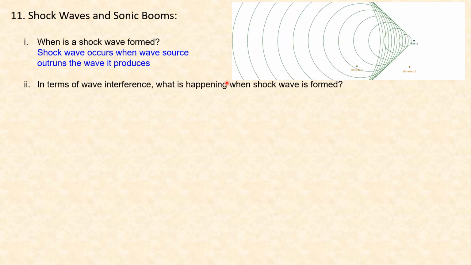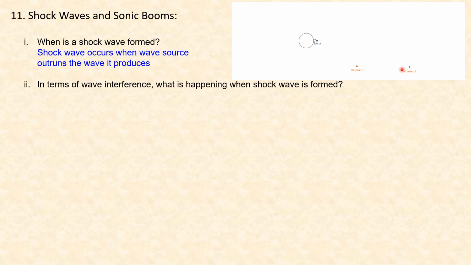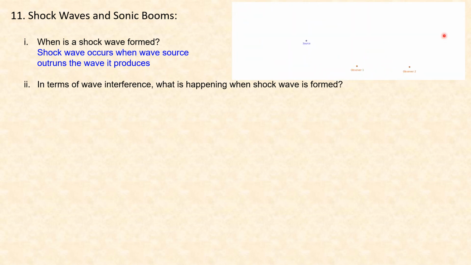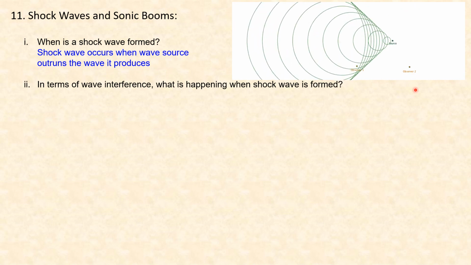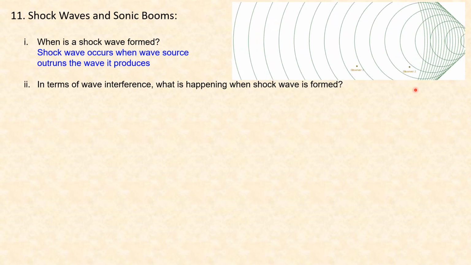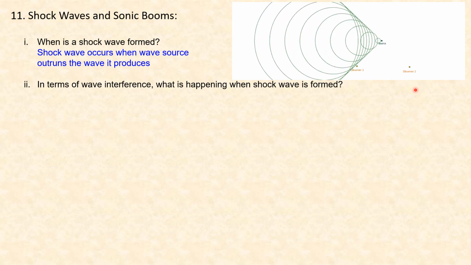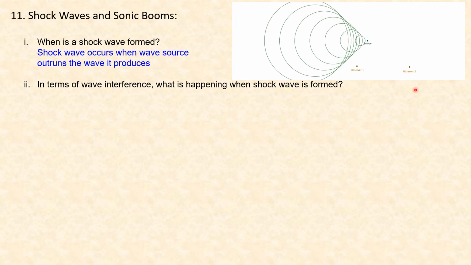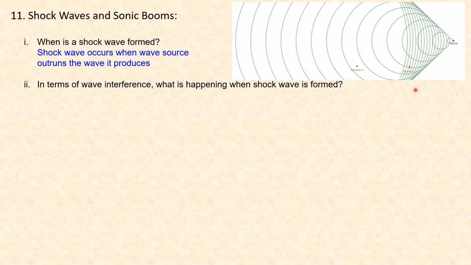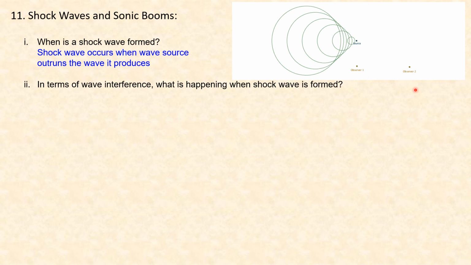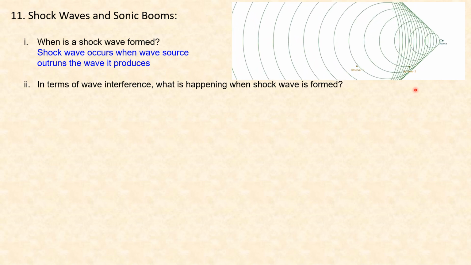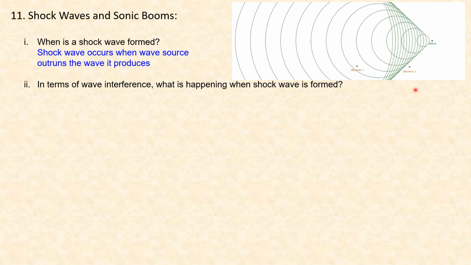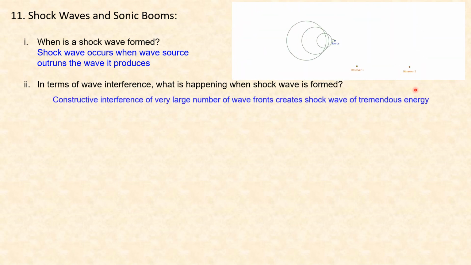So in terms of wave interference, what is happening when a shock wave is formed? Well, like I said, we haven't looked at this phenomenon yet, but we will next week. Whenever you have wave fronts overlap, that represents a condition we call constructive interference, which means you produce a very large amplitude wave. Remember, the amplitude of the wave is a measure of the energy that the wave transports. So when a large number of wave fronts overlap, creating a very large amplitude wave, that wave has a lot of energy, and that is what we call a shock wave.